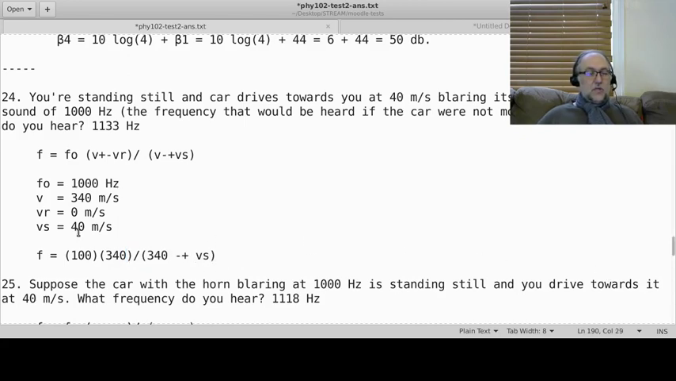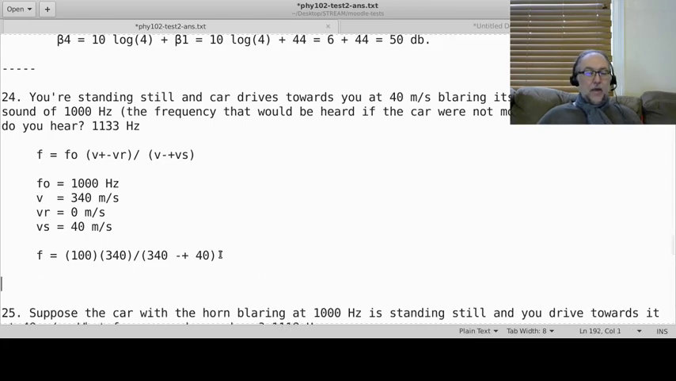So this one, the source is moving at 40 meters per second, and the question is, do you want the plus or the minus? Well, if you chose the plus, what would happen is your denominator would be bigger than your numerator, and you would get a number less than 1,000. So that's wrong. It has to be greater than 1,000.